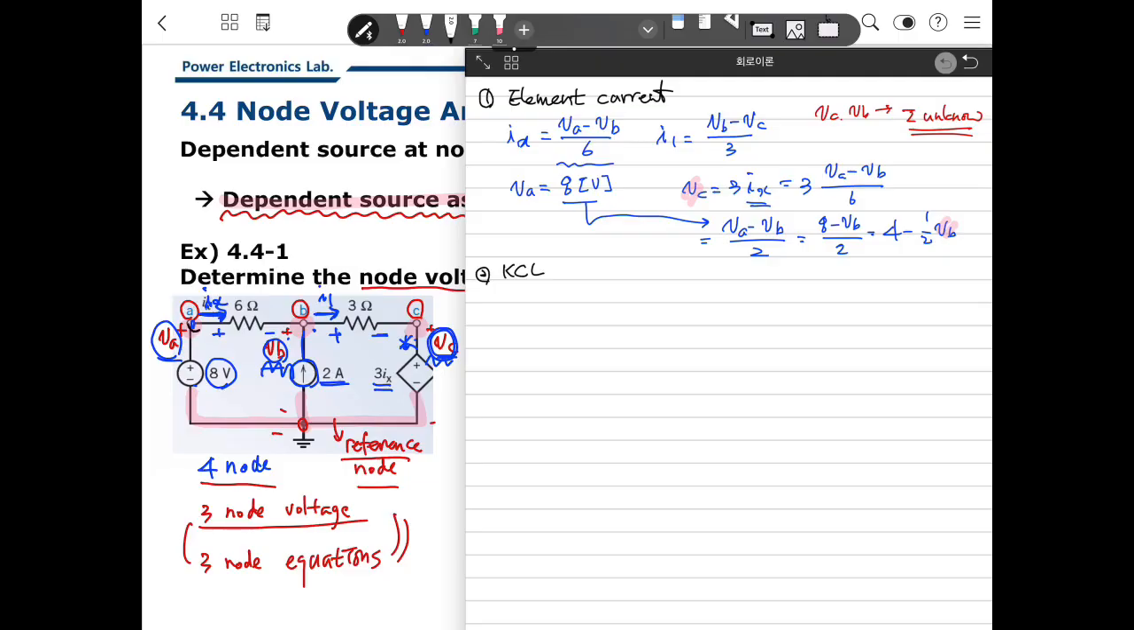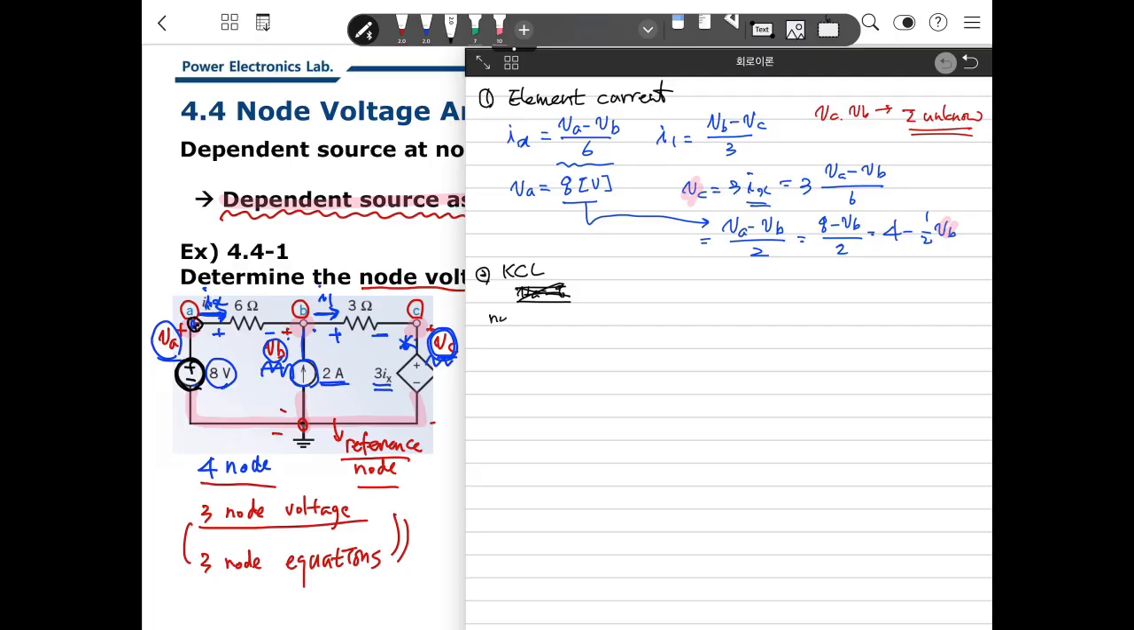Node A has the independent voltage source between node A and the reference node, so we don't need a node equation for node A. The reason to make a node equation is that we want to know the node voltage, but thanks to this independent voltage source, we already know VA is 8, so we don't have to do that.